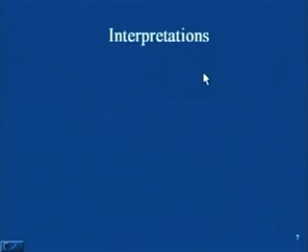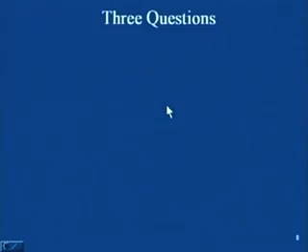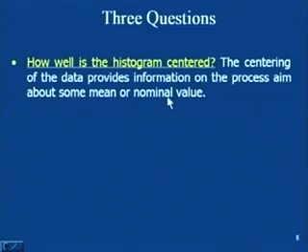How do we go about interpreting the histogram? The histogram is an effective practical working tool in the early stages of data analysis. Whenever we interpret a histogram, we should ask 3 questions. The first question: how well is the histogram centered? The centering of the data provides information on the process aim about some mean or nominal value, meaning the histogram shows where the mean, target or average value lies.